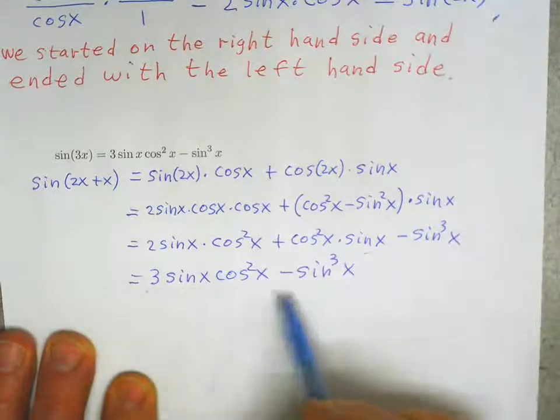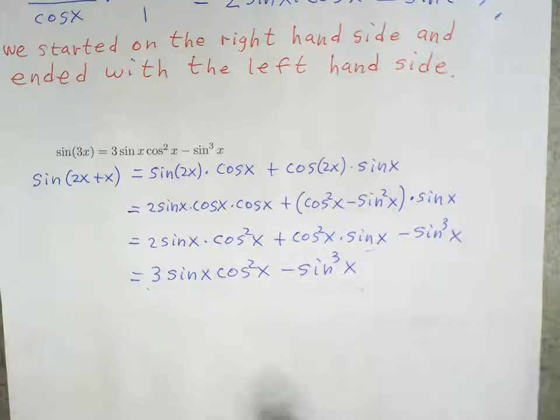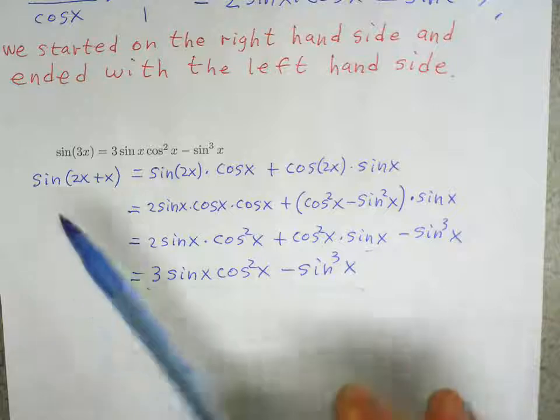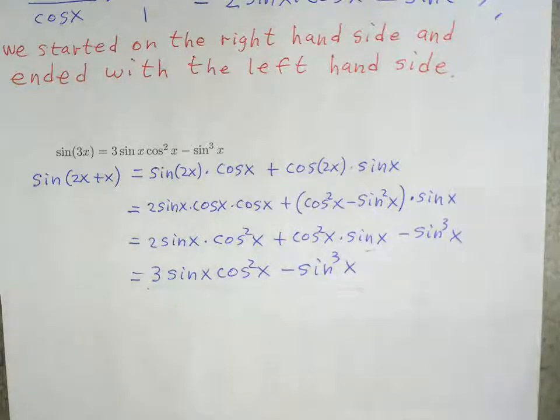So this is the right-hand side. So we completed the process and we proved the identity. So we started on the left-hand side and ended up with the right-hand side.